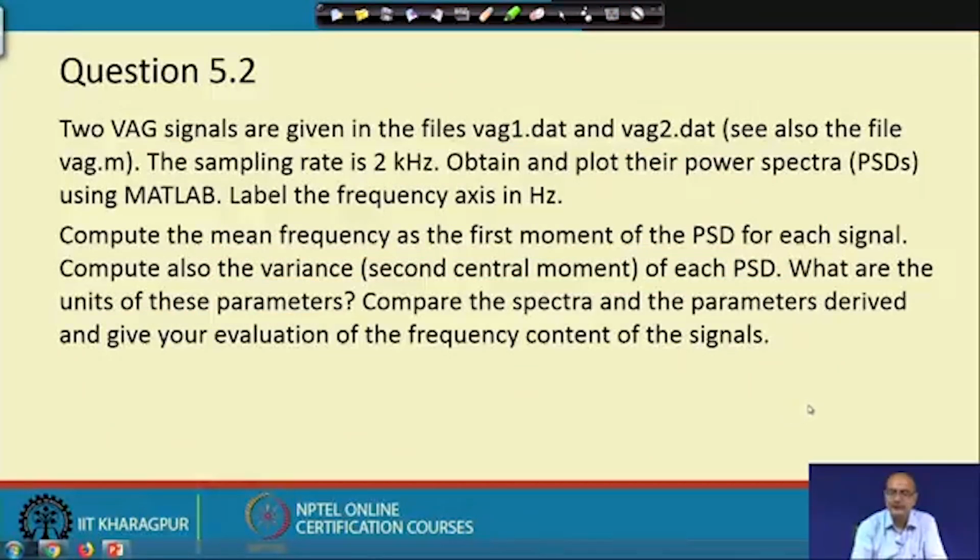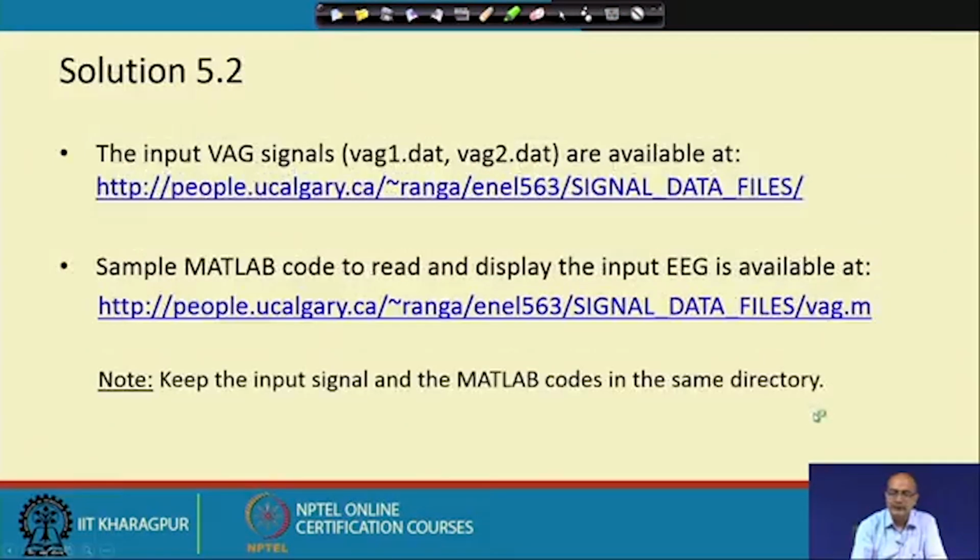Okay? So, that is the task given to us. First thing is to look for the signal. We get the signal in this link, and the corresponding MATLAB code to read that signal, VAG.m, we get it there. First thing is to download them and keep them in the working directory of MATLAB.